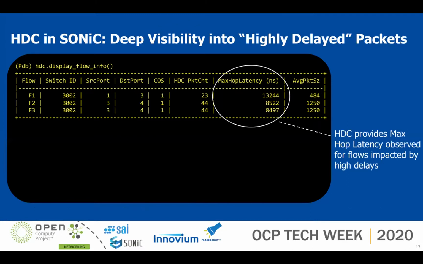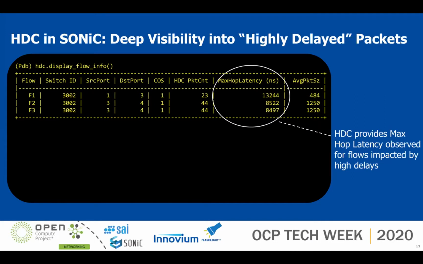The HTC collector sees information about the flows affected by delays. The collector can be running either on the local SONiC system or on a remote server or a switch running anywhere else in the network. In this setup, the user has configured the delay threshold to be 8 microseconds. This means that HTC will collect the telemetry information for packets that have experienced greater than 8 microseconds in delay.